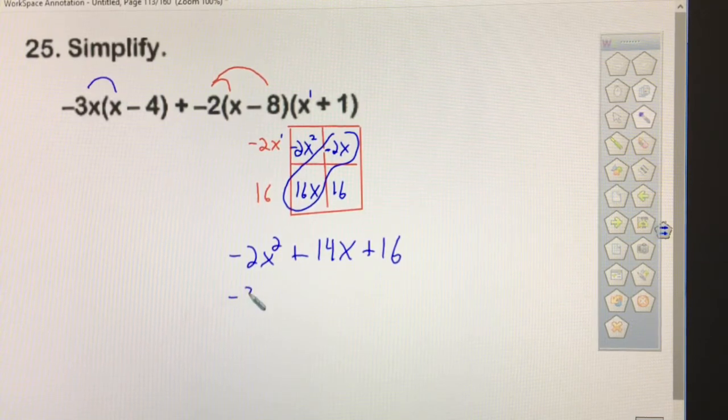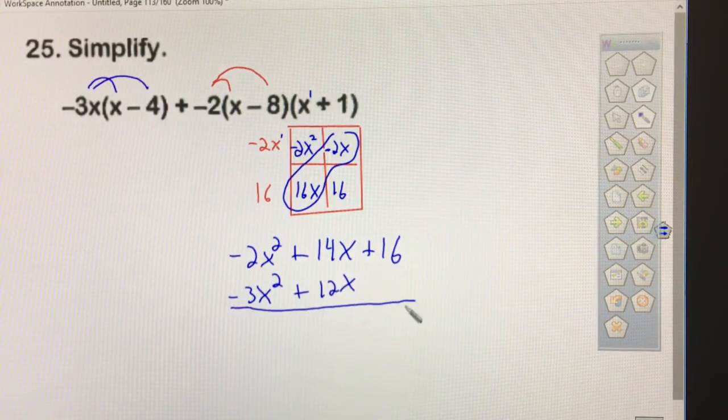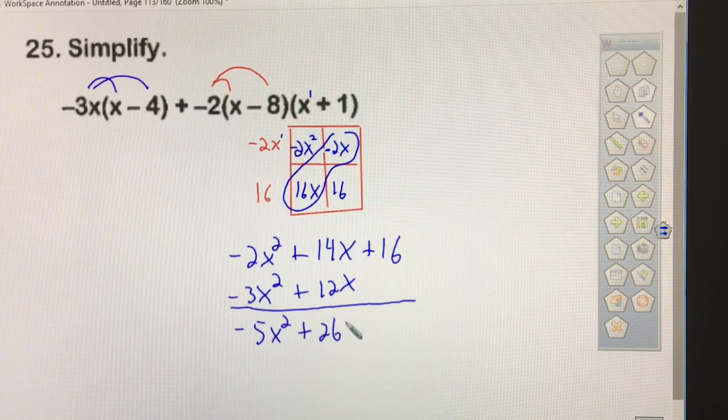That gives me negative 3x squared. And that gives me plus 12x. And again, I just did a little stacking maneuver to help me with the arithmetic. Negative 5x squared plus 26x plus 16.